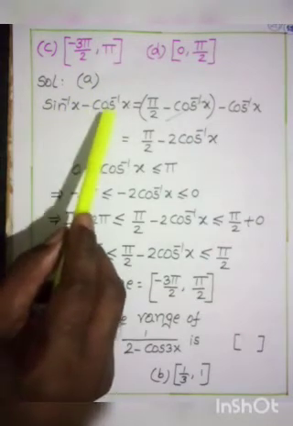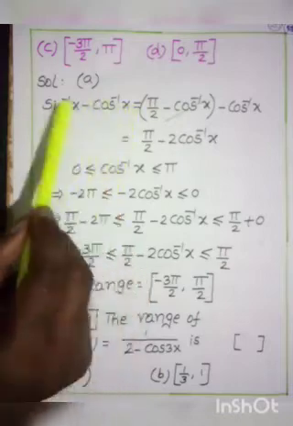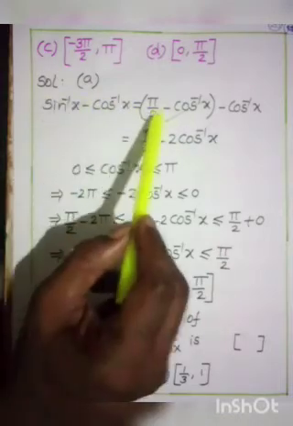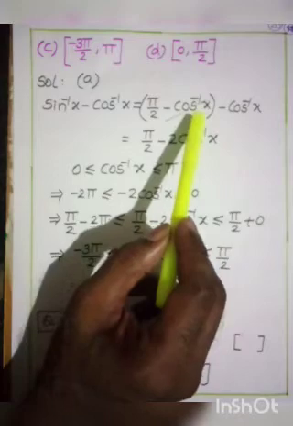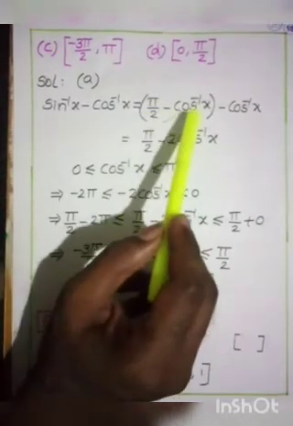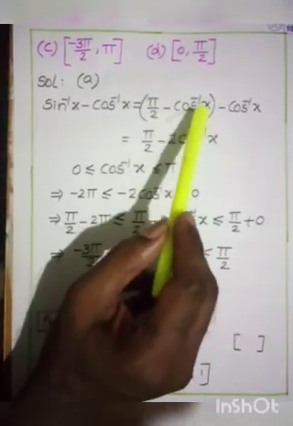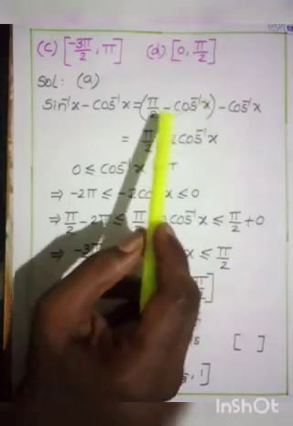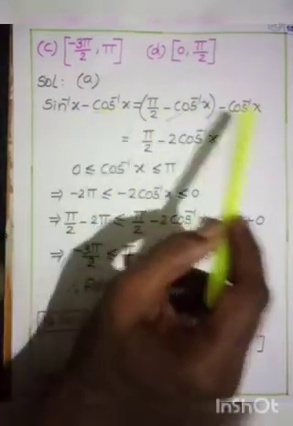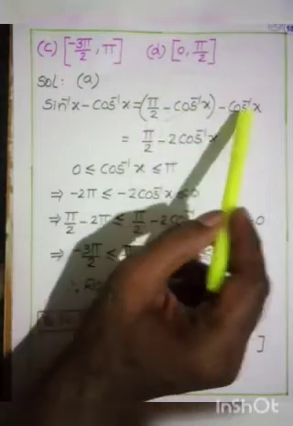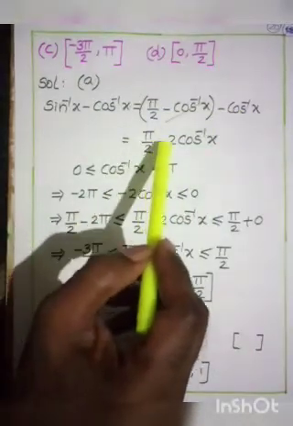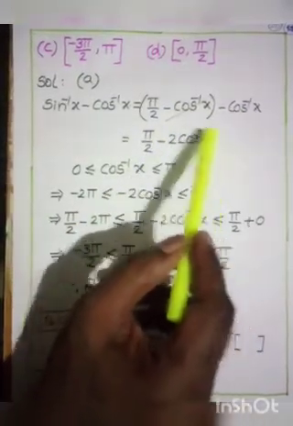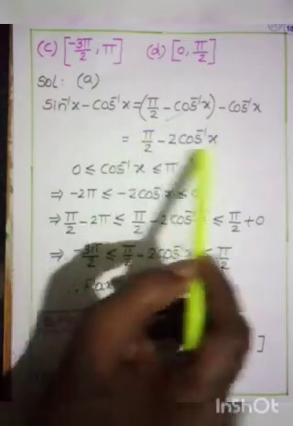Sin inverse x minus cos inverse x is equal to. Here sin inverse x can be written as pi by 2 minus cos inverse x. This is a property of inverse trigonometric functions. Remember the minus cos inverse x. By simplifying this expression, we get pi by 2 minus 2 cos inverse x. Understood this step, my dear children?